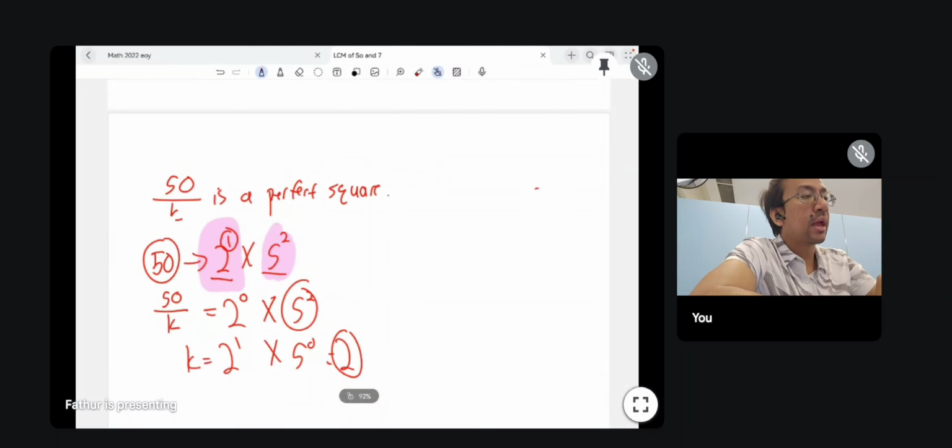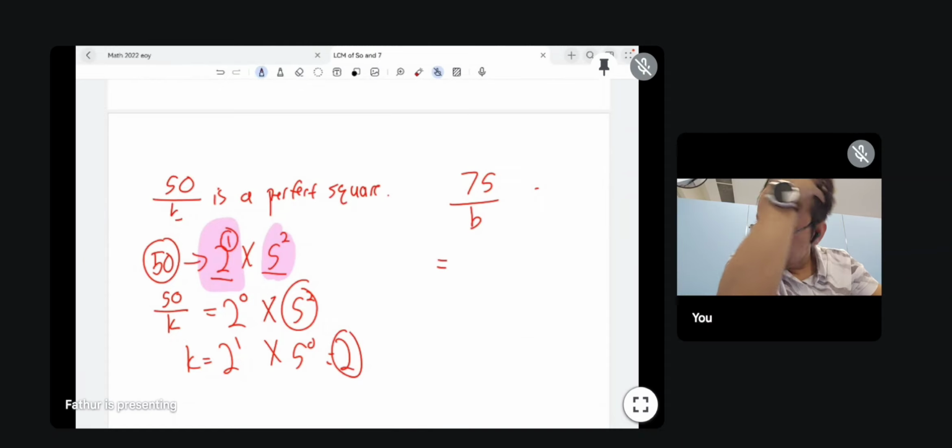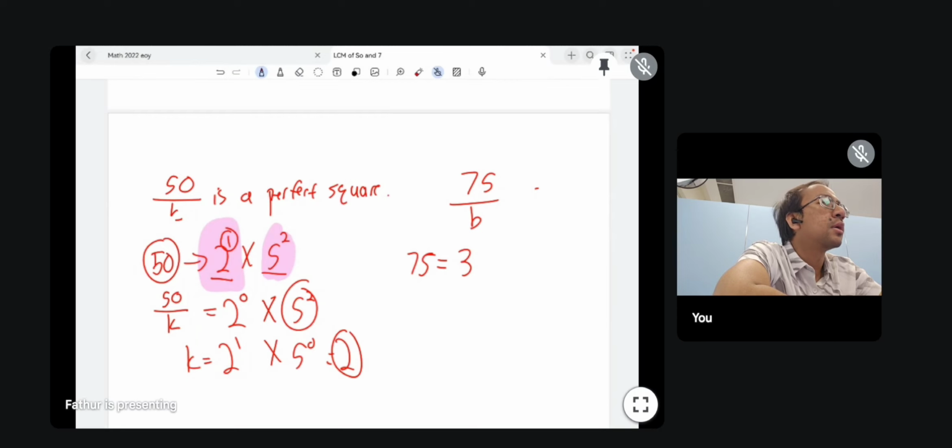Okay? I'll give you another example. How about 75 over B is a perfect square? Same thing: express 75 as a product of its prime factors first. 75 is equal to 3 times 5 squared. So 75 over B, how do I make it a perfect square? Look at the powers. First of all, analyze the powers.